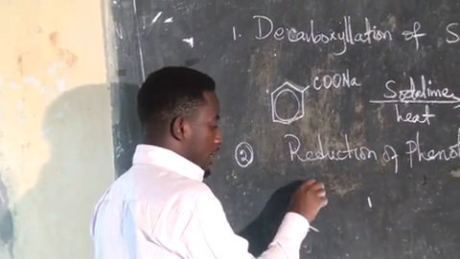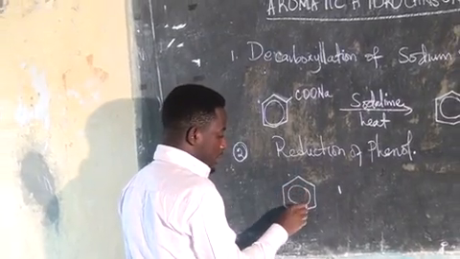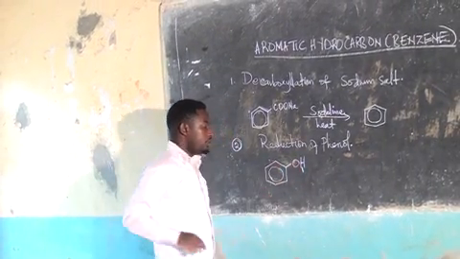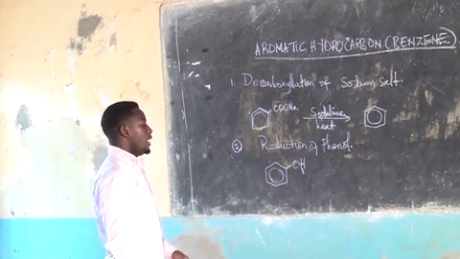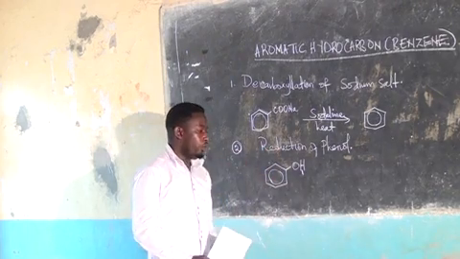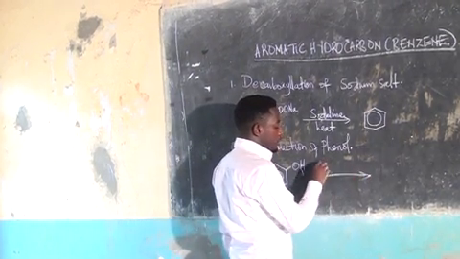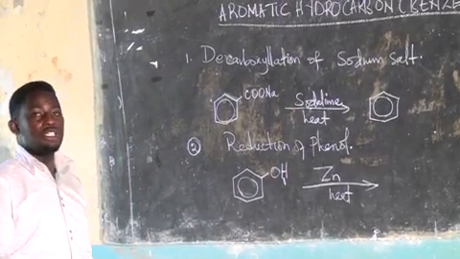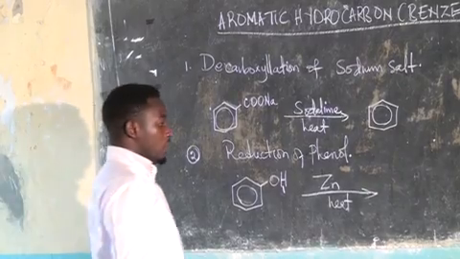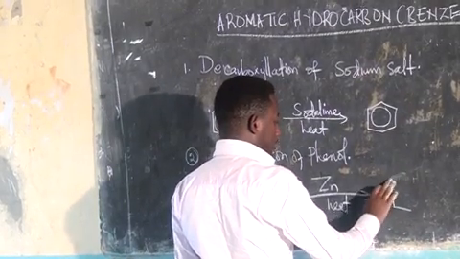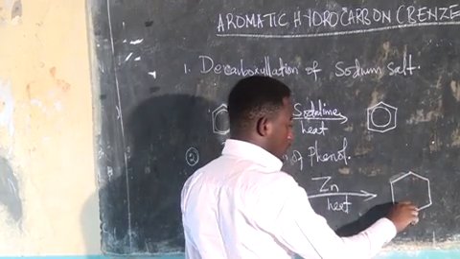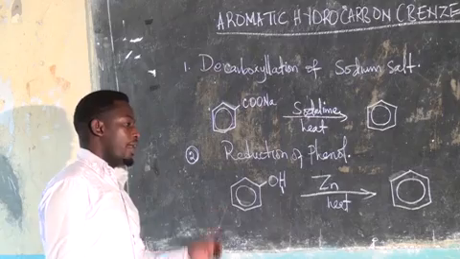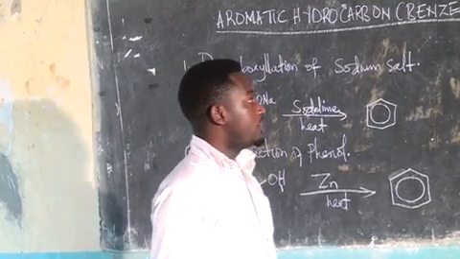Of course, phenol is benzene with an OH group. So what I need to do is to remove the OH group on phenol. All I need to do is to add zinc and then heat. That will bring about reduction of phenol directly to benzene. I said you can use a ring, or you can use the Kekule structure.